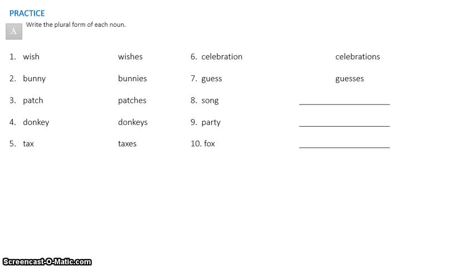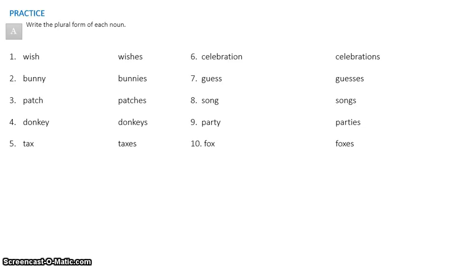Number 8 is song, so I'm going to make it plural, and all I have to do is add an S. Number 9, the word is party. I see that the last letter is a Y. I look at the letter right before the Y, and it is a consonant T. So I need to change the Y to an I and add ES. And then the last one, fox. It ends with an X, so I have to add an ES and make it foxes.